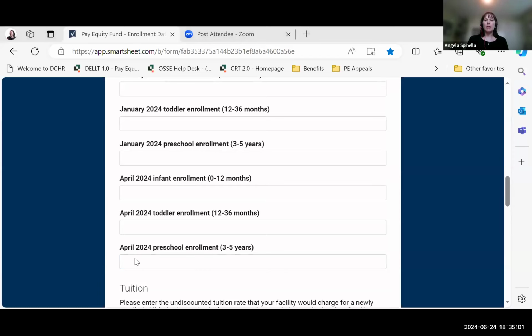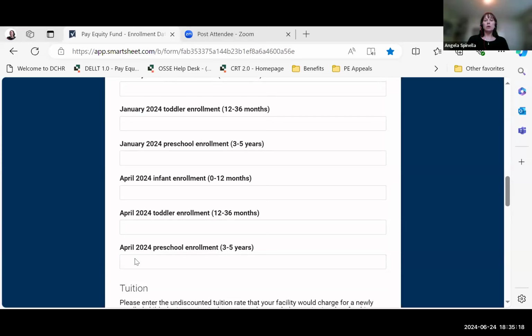Facilities that do not track enrollment data by month or do not have enrollment data for prior months available can indicate that in the form and will not be penalized, but are required to report the current month enrollment and will be required to report quarterly enrollment in future years.